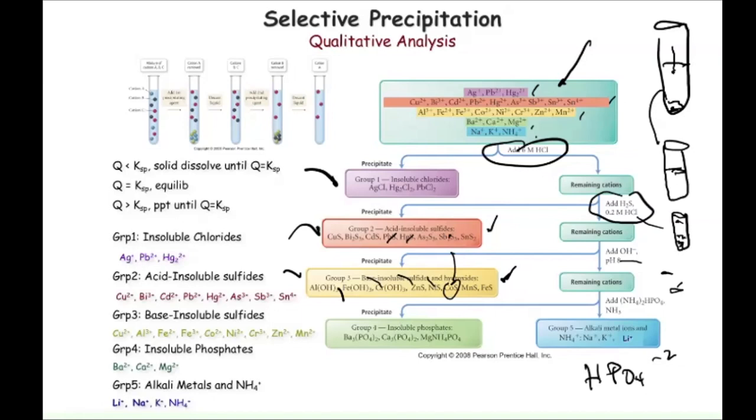So when you add biphosphate in here, you get the phosphate salts. And then anything that doesn't dissolve, you've got ammonia, sodium, lithium, potassium. Okay, those are the salts. And what would you do in order to test for that? You could probably do a flame test if you really want to figure it out. But that's the qualitative scheme that you use to identify different salts.